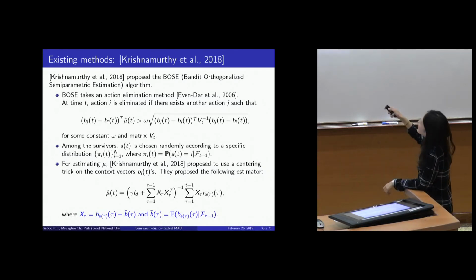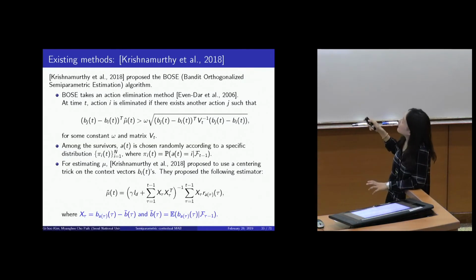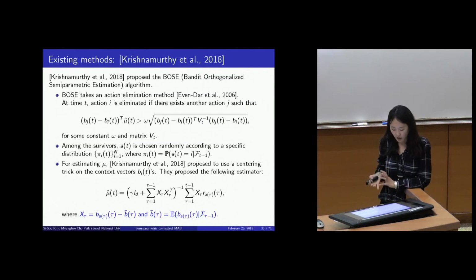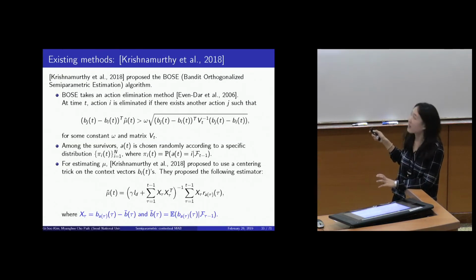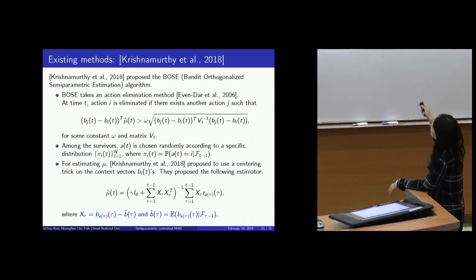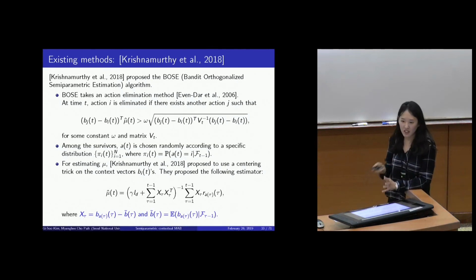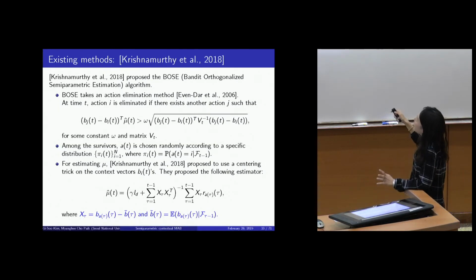And finally, for estimating mu, the authors proposed to use a centering trick on the context vectors. They centered the observed context by subtracting its conditional expectation b bar tau, which is defined like this. Denoting this centered vector as x tau, they propose this estimator, which looks similar to the original linear estimator, except that the b taus are replaced with x tau. And there is a positive constant gamma.